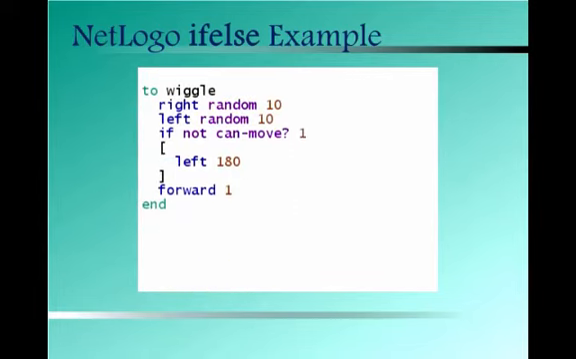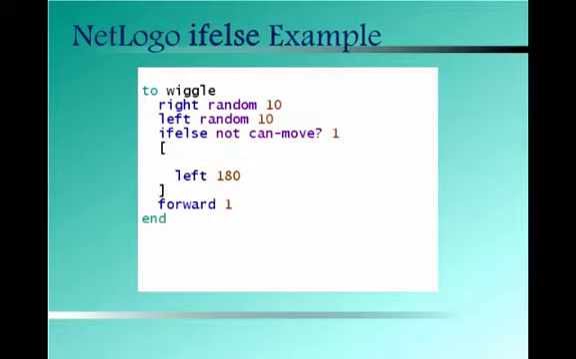Next, I change the if in the wiggle procedure to if else. I'll leave the condition exactly as it is, but before the left 180 in the command block, I need to add set color red to indicate visually that the turtle is at least momentarily stuck. It can't take a full step forward in the direction it's facing and must instead reverse direction.